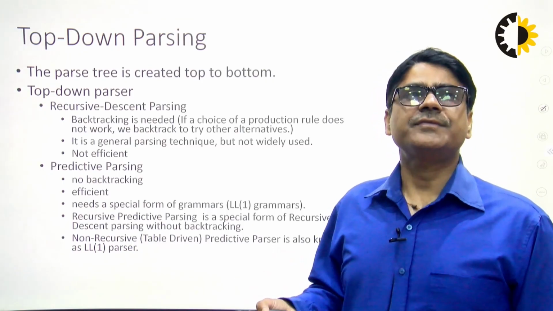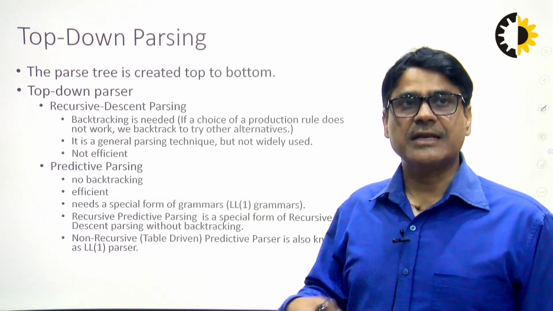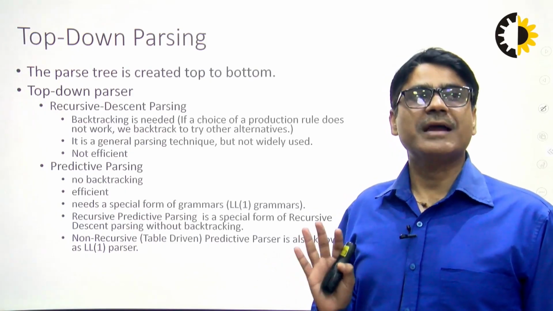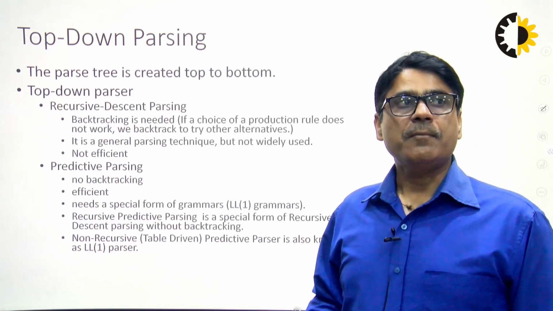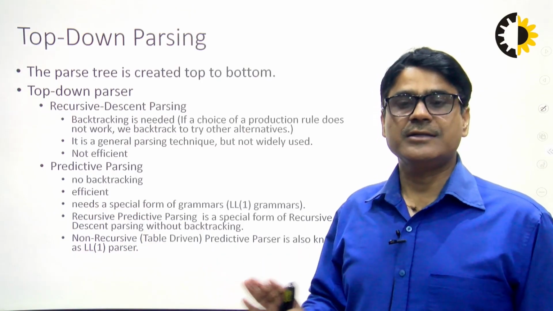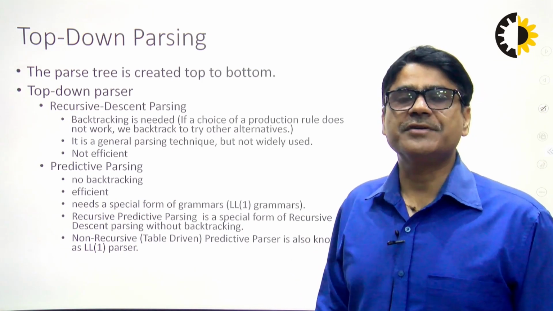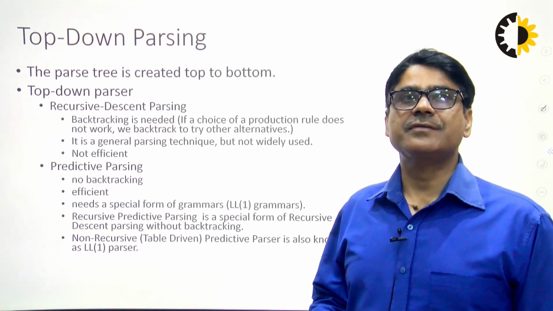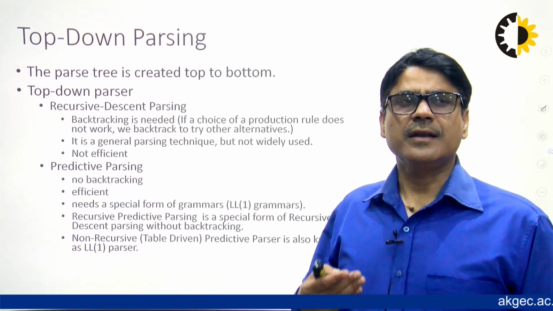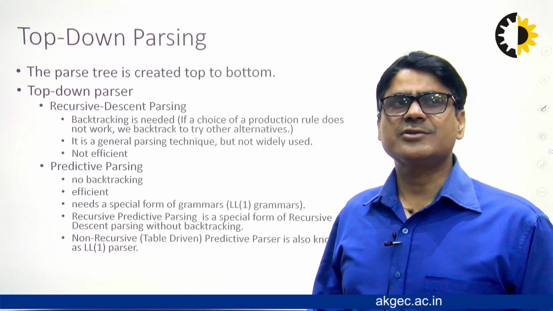In recursive descent parsing, we use the approach of backtracking. We allow the backtracking process in that. But in predictive parser, there is no backtracking and no left recursion. There is no problem with the grammar. Of these two approaches, recursive descent parsing is a very weak parser. We discuss it very rarely. It is a general parsing technique, and it is not widely used.